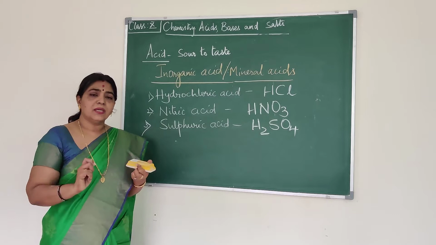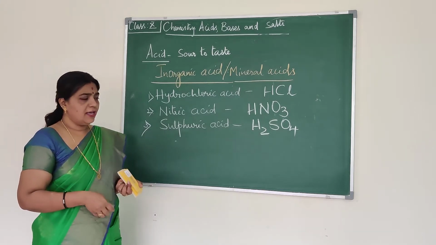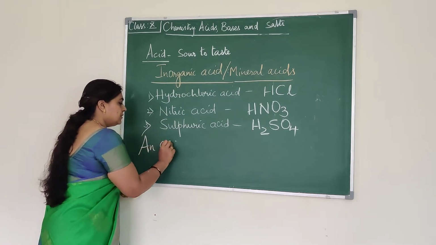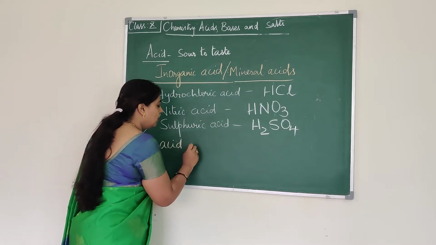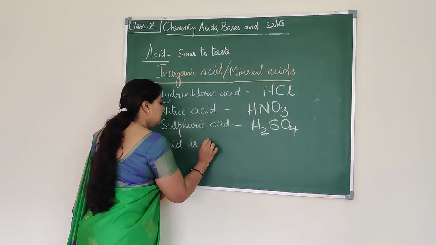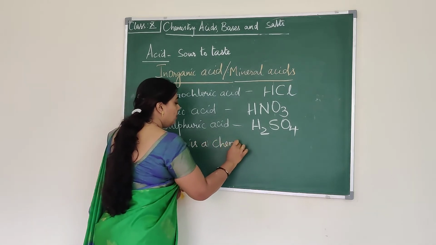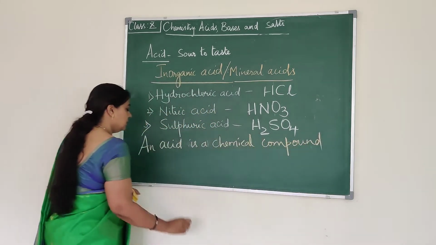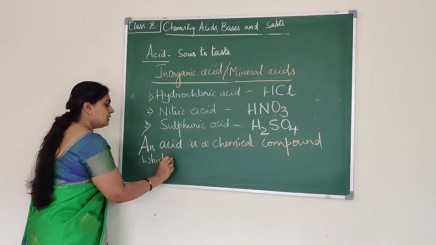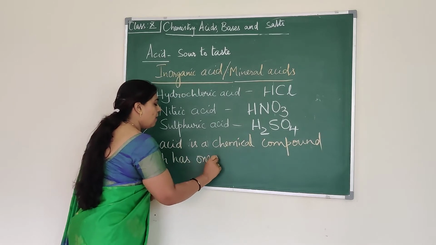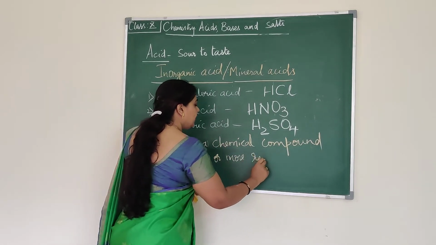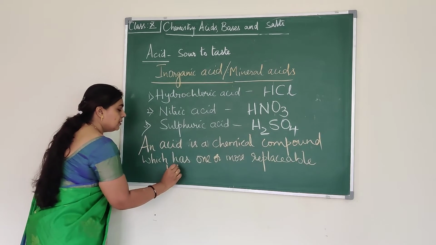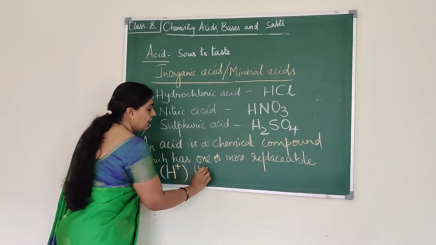So now let us see what is an acid. Can anyone tell me what is an acid? An acid is a chemical compound which has one or more replaceable hydrogen ions.